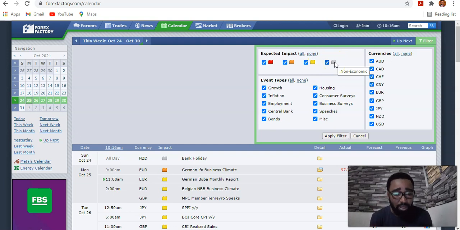Like here today, on Sunday, you see all day here on New Zealand there was a bank holiday. You can see that it was gray. So for the whole of Sunday, the bank in New Zealand was on holiday. So we can also filter out the medium, the low impact and the public holiday. When we do that, you see what we'll be left with.